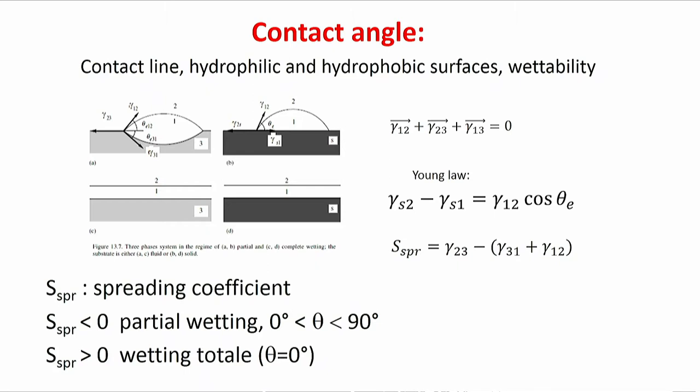And you may also define a spreading coefficient by this difference. And if this spreading coefficient is larger than zero, sorry, I translated my Italian lesson, but I didn't translate all of them. You have total wetting, so the liquid would spread completely. If it is below zero, you have partial wetting, so the contact angle is something in between zero and 90 degrees.